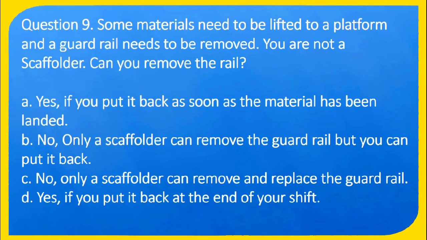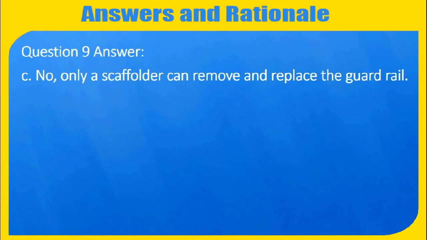Question 9. Some materials need to be lifted to a platform and a guardrail needs to be removed. You are not a scaffolder. Can you remove the rail? A. Yes, if you put it back as soon as the material has been landed. B. No, only a scaffolder can remove the guardrail but you can put it back. C. No, only a scaffolder can remove and replace the guardrail. D. Yes, if you put it back at the end of your shift. Question 9. Answer. C. No. Only a scaffolder can remove and replace the guardrail.